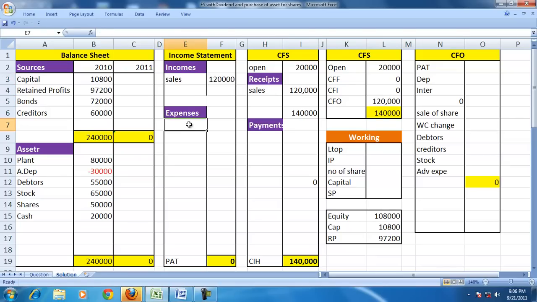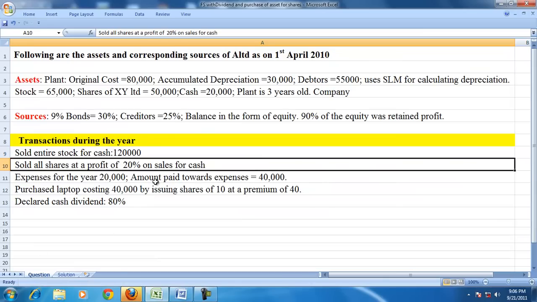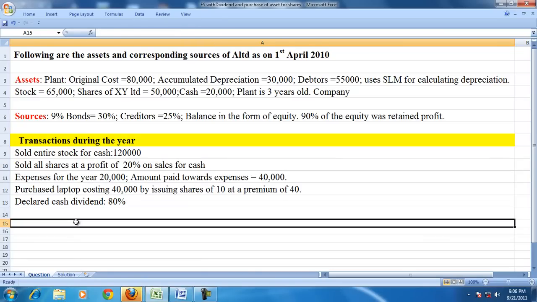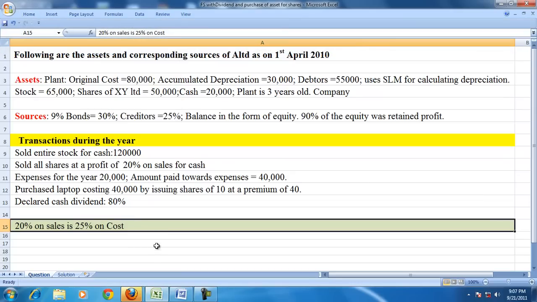And whenever there is a sale, there has to be cost of goods sold, and entire stock is sold, so COGS is 65,000. But because the entire stock is sold, at the end of the year, no stock appears on the balance sheet. The next transaction is sold all shares at a profit of 20% on sales. So 20% on sales is 25% on cost. Okay, we will use this when we calculate the value of the sales.